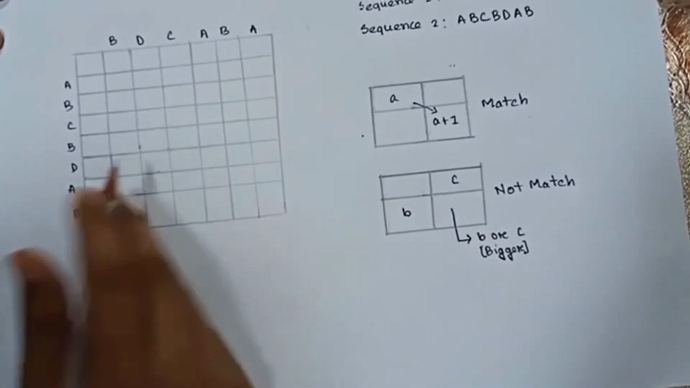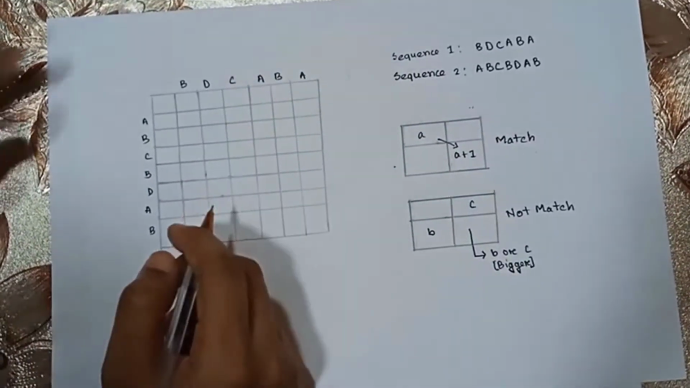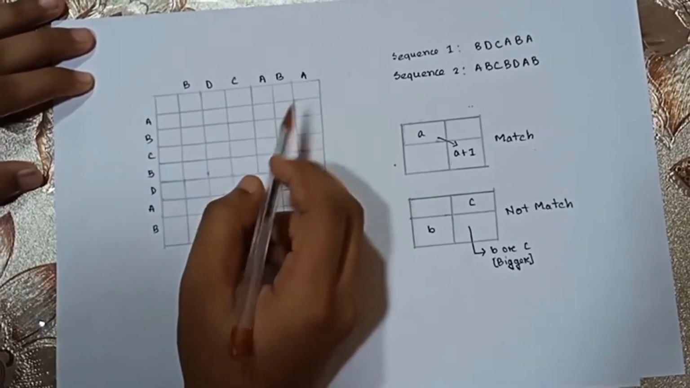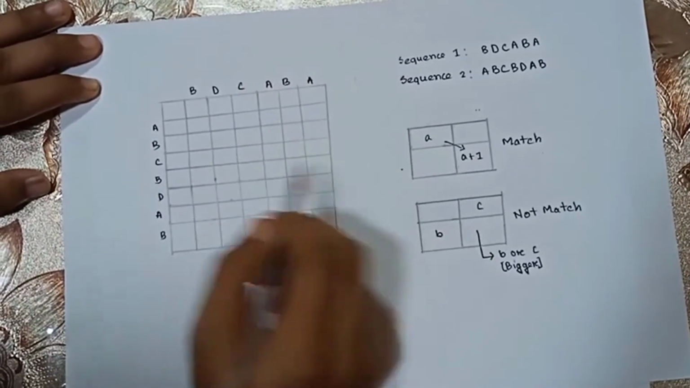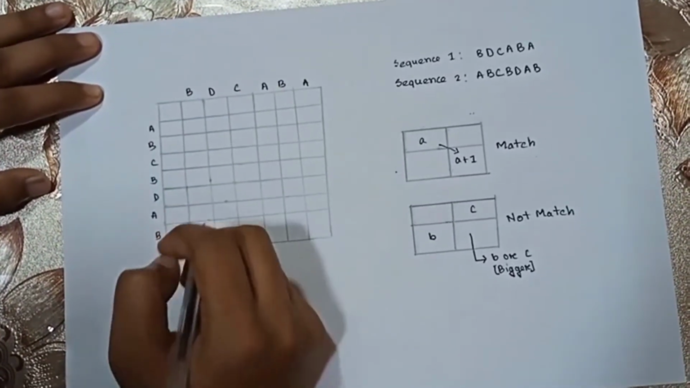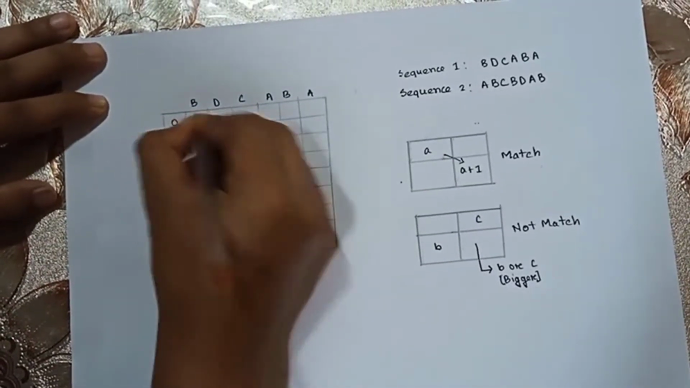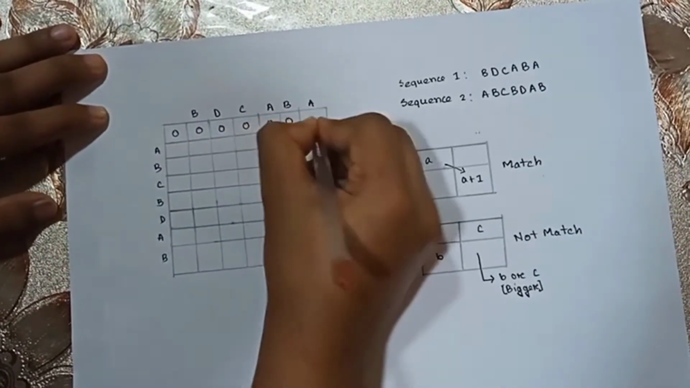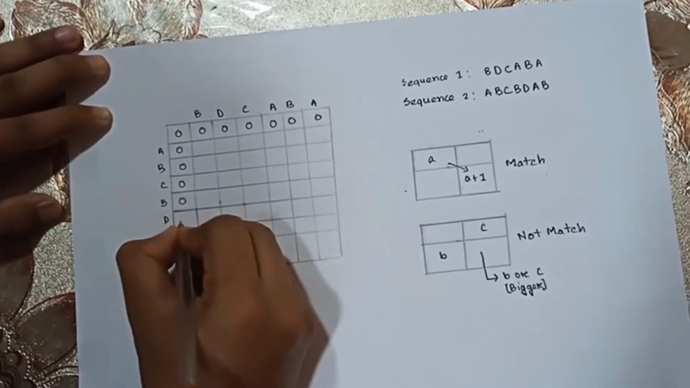Now let's solve and calculate the matrix. We take both sequences, sequence 1 and sequence 2. It doesn't matter which sequence is placed in the row or column; we get the same result vice versa. Initially in the matrix, the first row and first column are filled with 0, because the algorithm works when it starts calculating from 1.